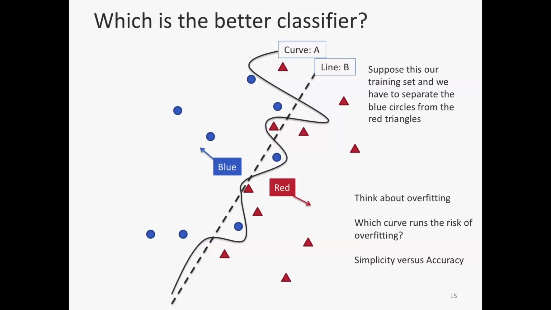A lot more. So one of the 10 people who said curve A, can you justify your answer? Because on the left side of the curve, it's all blue, and on the right side, it's all red. So it's 100% accuracy on the training data. Yes. Is that always a good thing?